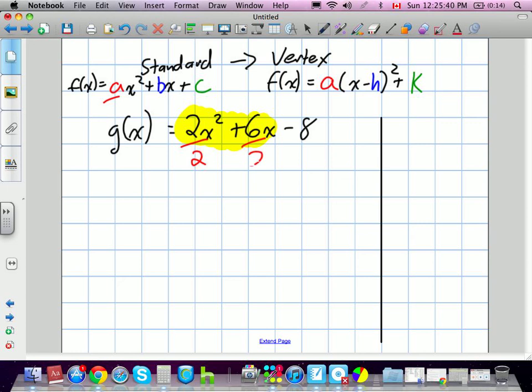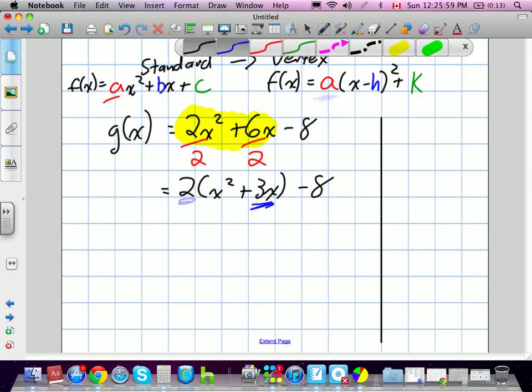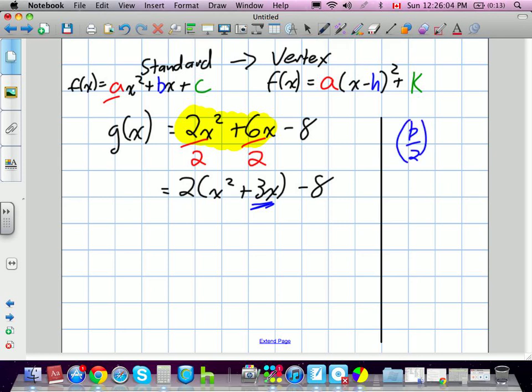So we're left with 2x squared plus 3x minus 8. So right away in vertex form, a is 2. We've already figured that out, and we already knew that was going to be the case. Now what we do is we take this number here and we divide it by 2 and square it. Kind of like b divided by 2, it's our new b squared. So that becomes 3 divided by 2 squared.